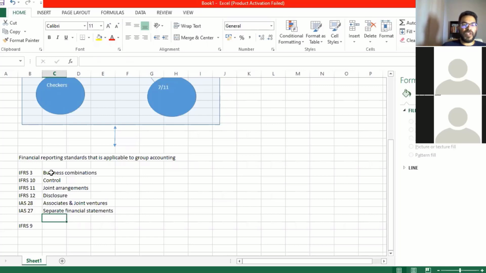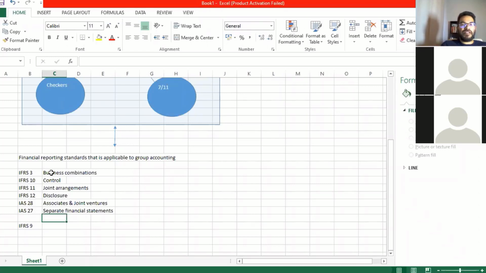So for example, when you're looking at ShopRite, the individual company, ShopRite, the individual company, made an investment in Checkers, made an investment in 7-Eleven. Now, IAS 27, separate financial statements, tells you how ShopRite, the separate company, needs to deal with its investment in Checkers and how it needs to deal with its investment in 7-Eleven. You must distinguish that with how ShopRite, the group, will deal with the investment in Checkers and 7-Eleven. So must keep the two separate.